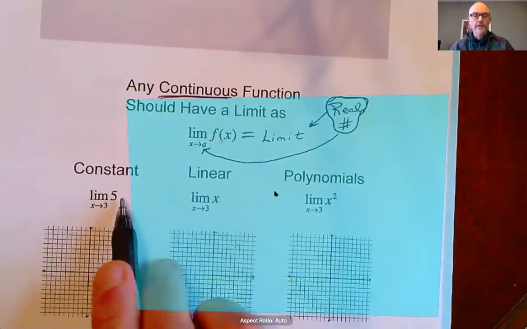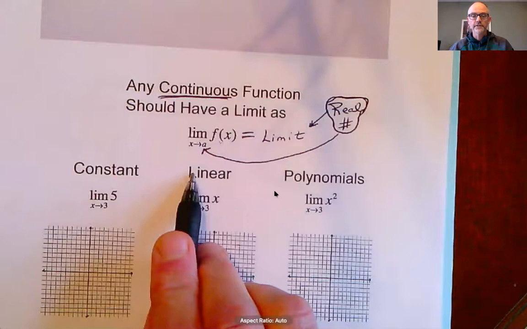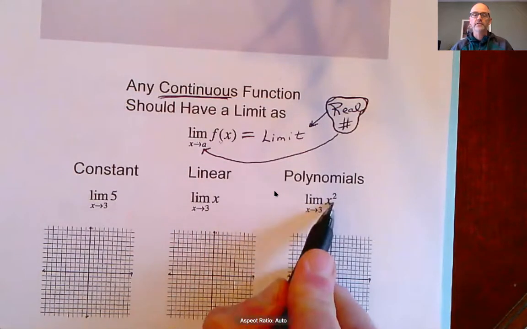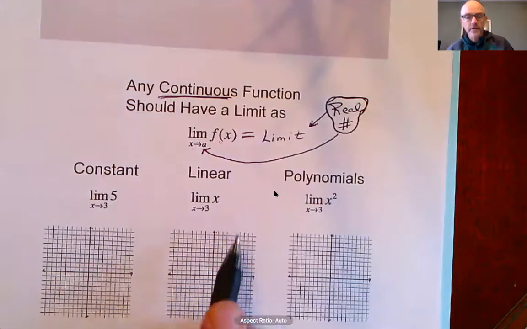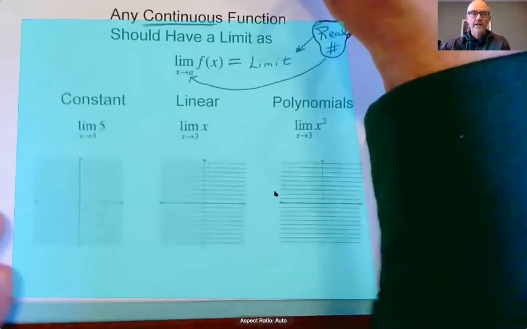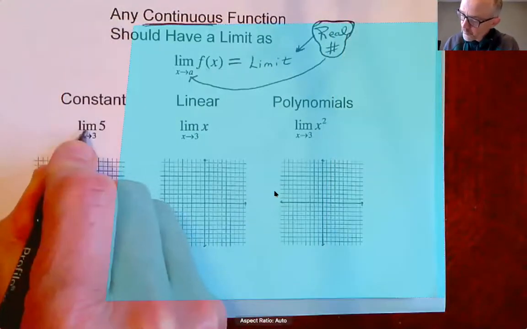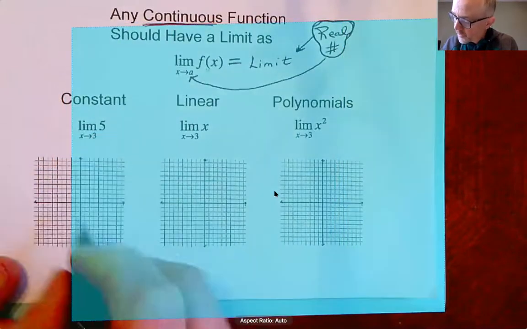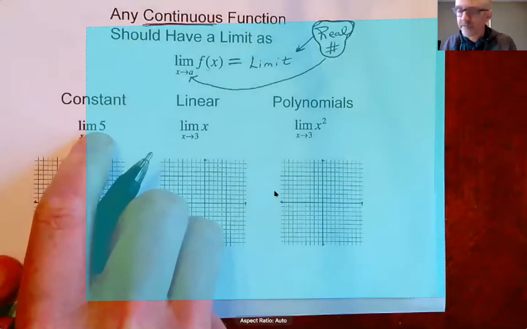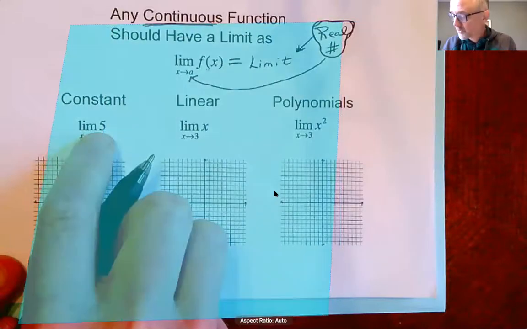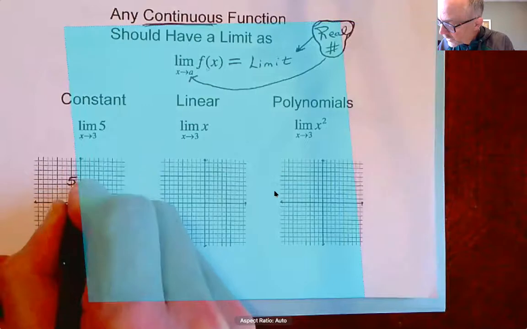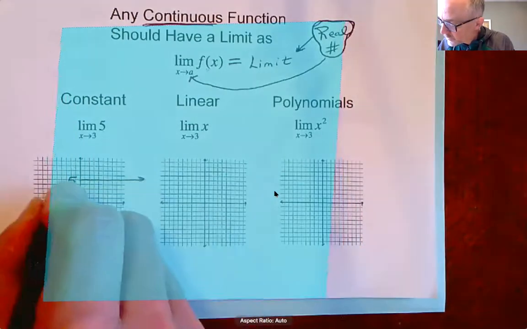Okay, so if we look here, a constant function versus a linear versus a polynomial function. A polynomial is x to the first, x to the second, x to the third, and so on. But I just made it really simple, x squared. Let's look at these three functions, and we should know they are continuous. What's the limit of the function 5 as x approaches 3? Well, first let's draw 5. Now remember, this is your function. It's a constant function, 5, so it's 1, 2, 3, 4, 5 on the y-axis, and it is a horizontal line this way and this way.